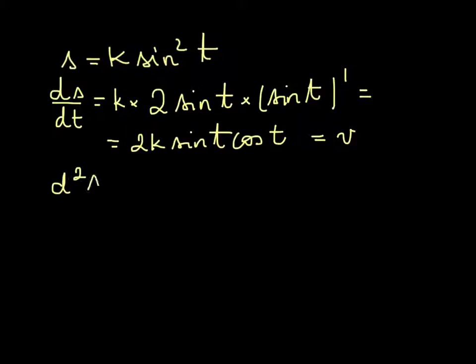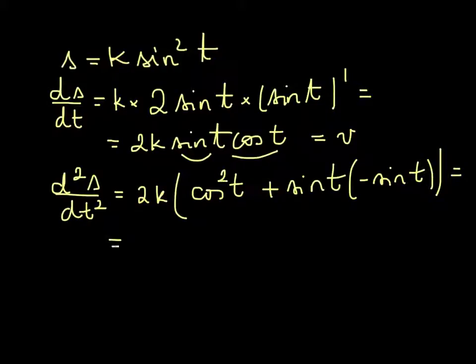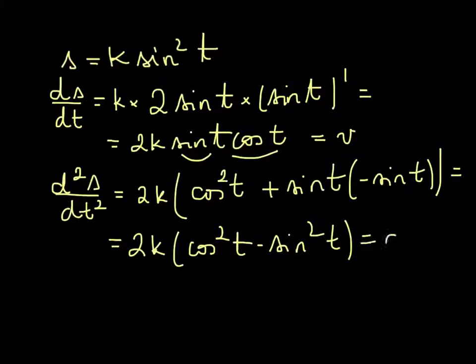Acceleration is d2s by dt squared. So 2k, and now sine t cos t, we differentiate with the product rule. The derivative of sine t is cos t times cos t, plus sine t times the derivative of cos t, which is minus sine t. So we get 2k (cos squared t minus sine squared t). And that's the acceleration. I can write a of t because acceleration depends on t, velocity depends on t as well.